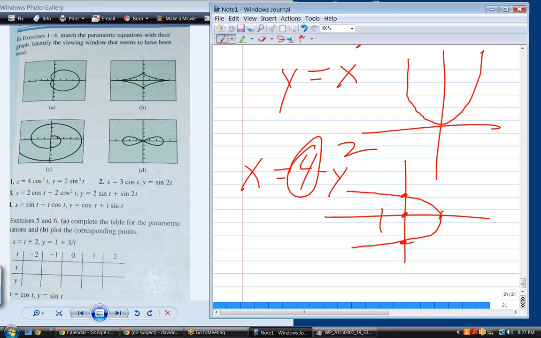Okay. It's not a vertical shift anymore. Vertical shifts would have to come from something being inside there, like y minus 2 quantity squared. That would be a vertical shift of this horizontal parabola.